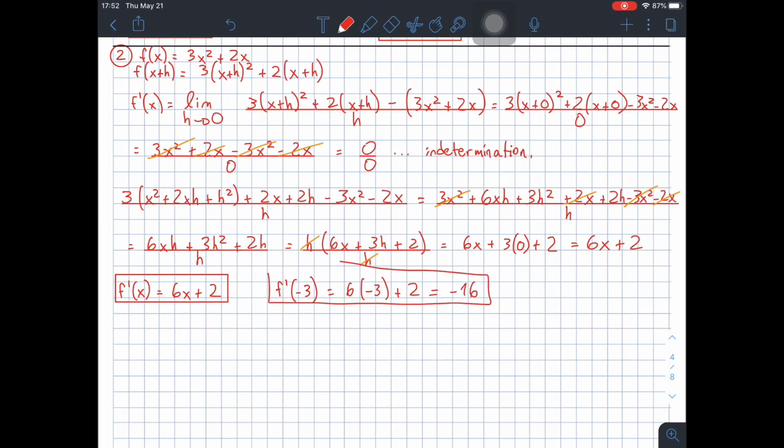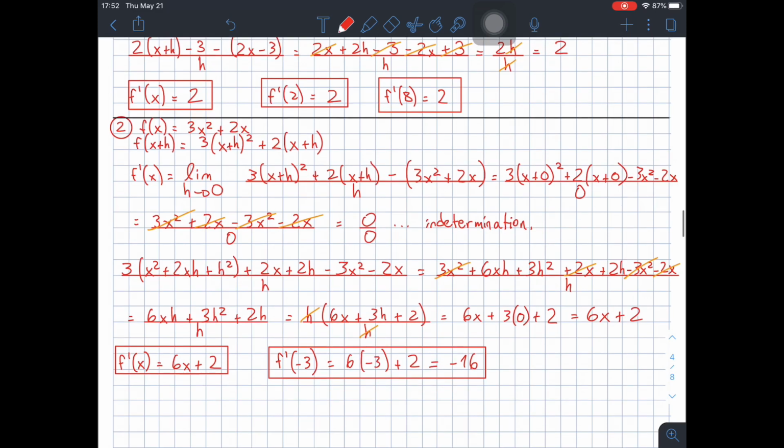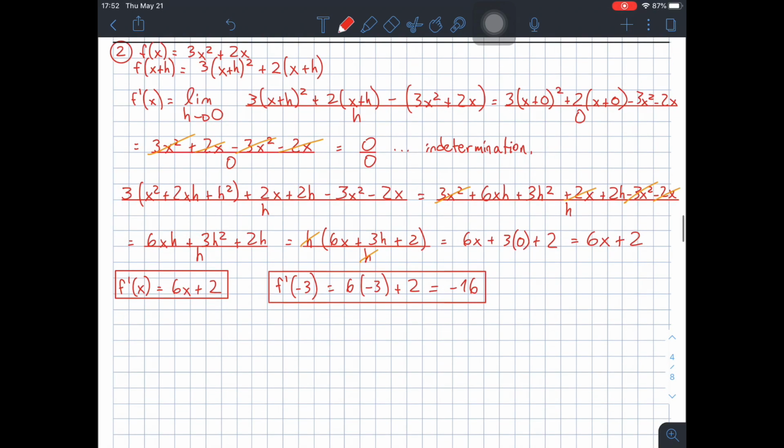This means that the function is decreasing, right? Because the value of the slope is negative. The function is decreasing for x equals negative 3, okay? Later on, we're going to be analyzing all of the graphical implications of derivatives, but I'm starting to make you think about these concepts already. Okay, so this is our gradient function, and this is the value of the slope of the function for x equals negative 3.